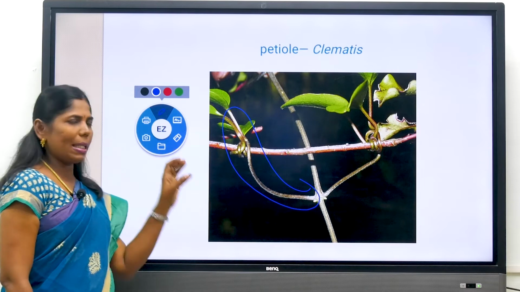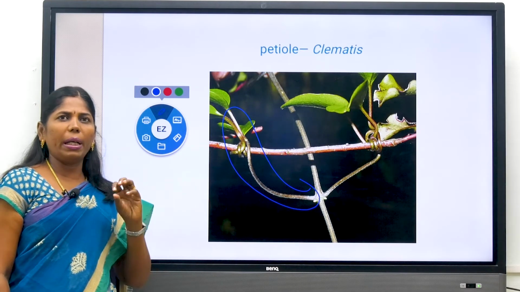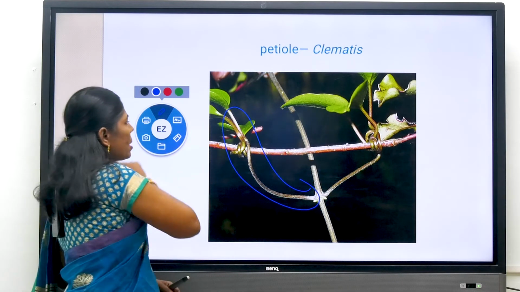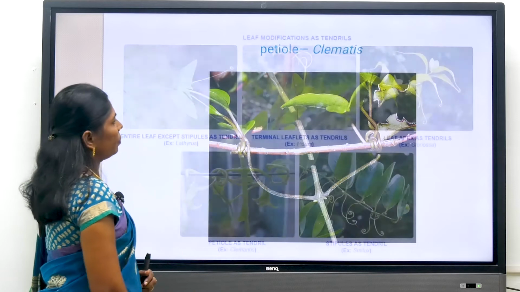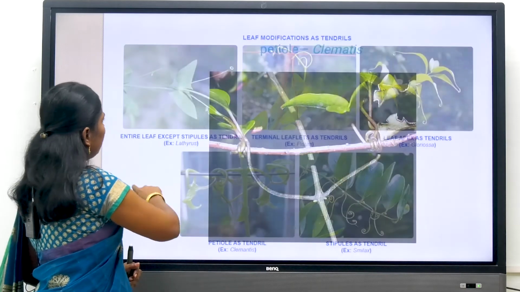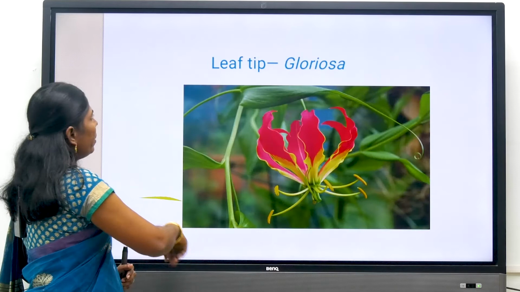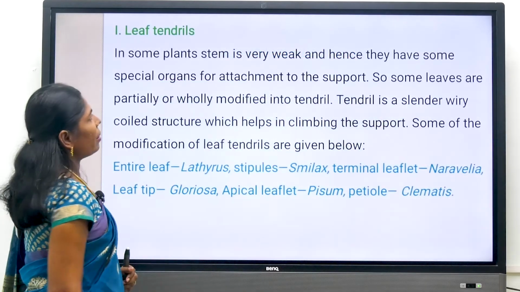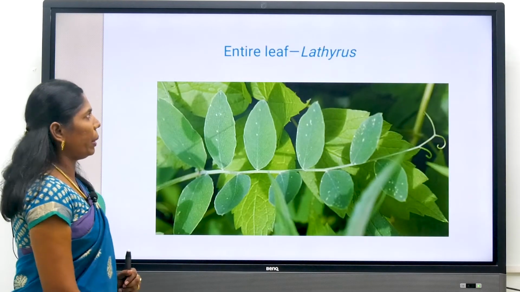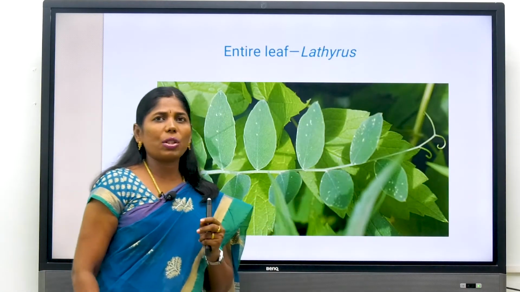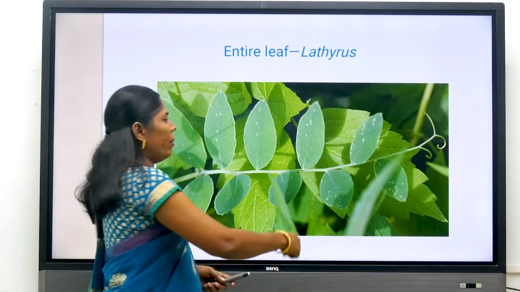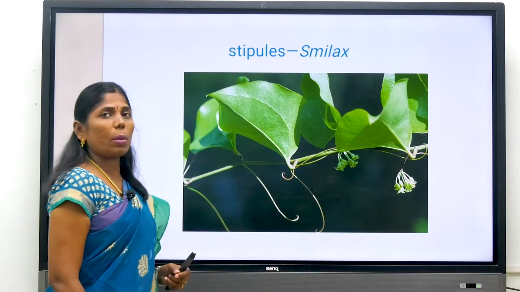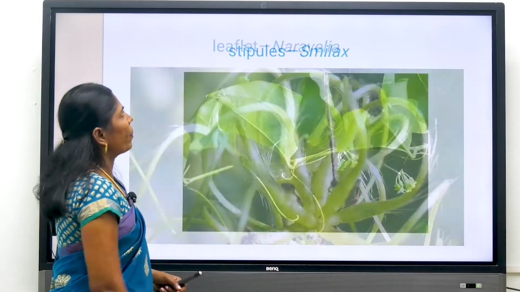It is a very easy concept, but we must keep each and every name in mind, and which parts are modified into tendril. So, we will see once again. First we studied Lathyrus odoratus. In Lathyrus odoratus, which part is modified into tendril? Here it is the terminal parts, but actually entire leaves are modified into tendrils. Can you give the example for entire leaves modified into tendril? That is Lathyrus. And stipules are modified into tendrils in Smilax.